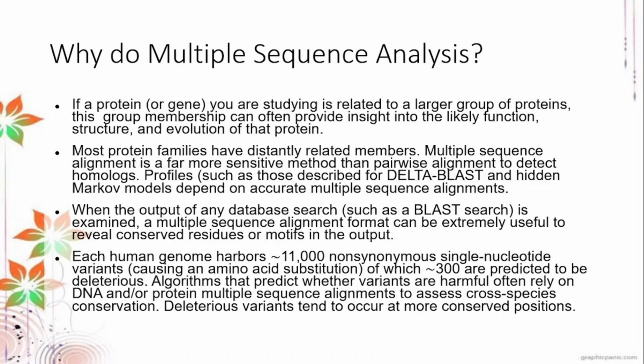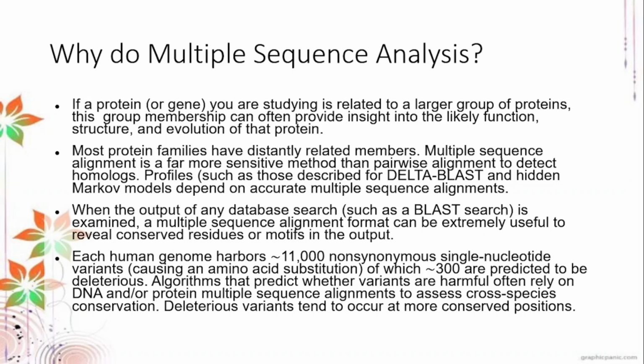And also, some other reasons to do multiple sequence alignment is that the human genome harbors 11,000 non-synonymous single nucleotide variants and counting, which are caused by amino acid substitutions, some of which, around 300, are predicted to be deleterious. So we can have algorithms that predict whether the variants are harmful, and these often rely on DNA and/or protein multiple sequence alignment to assess cross-species conservation. So this is more of detecting genetic diseases. These are some of the applications of this.